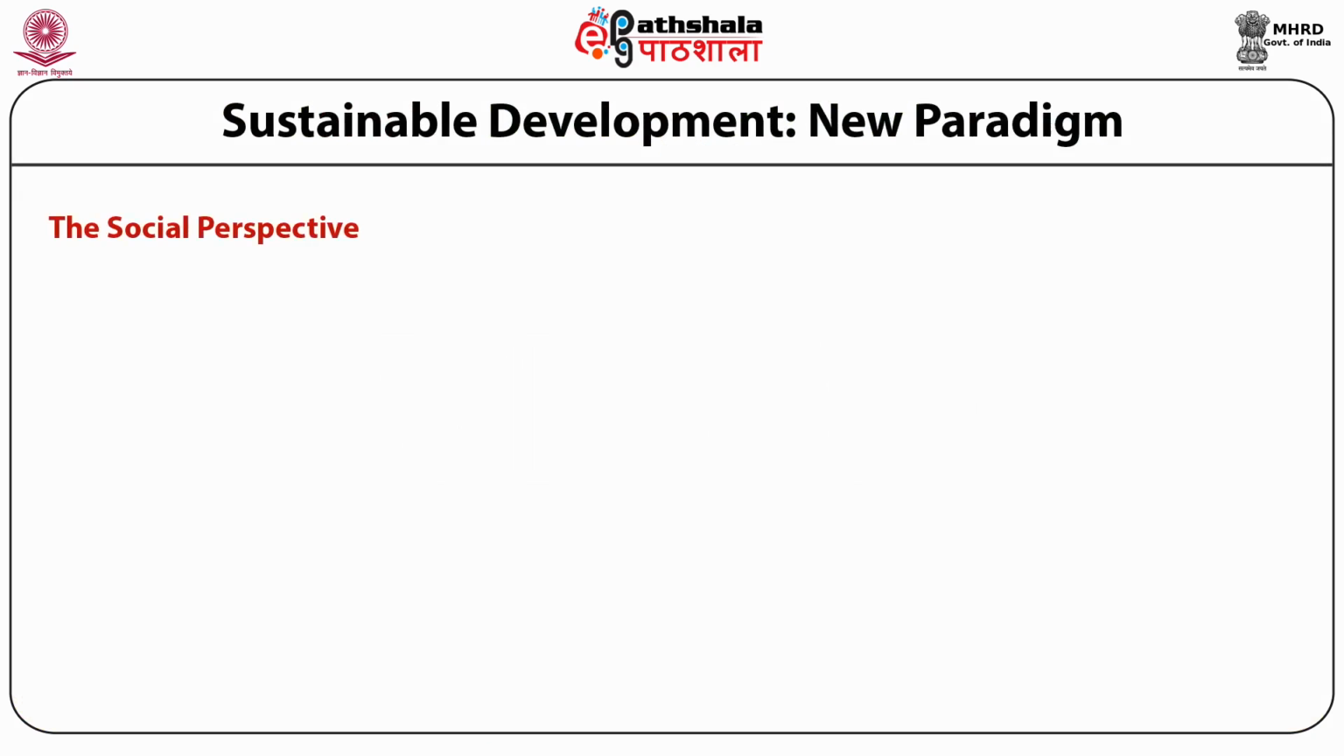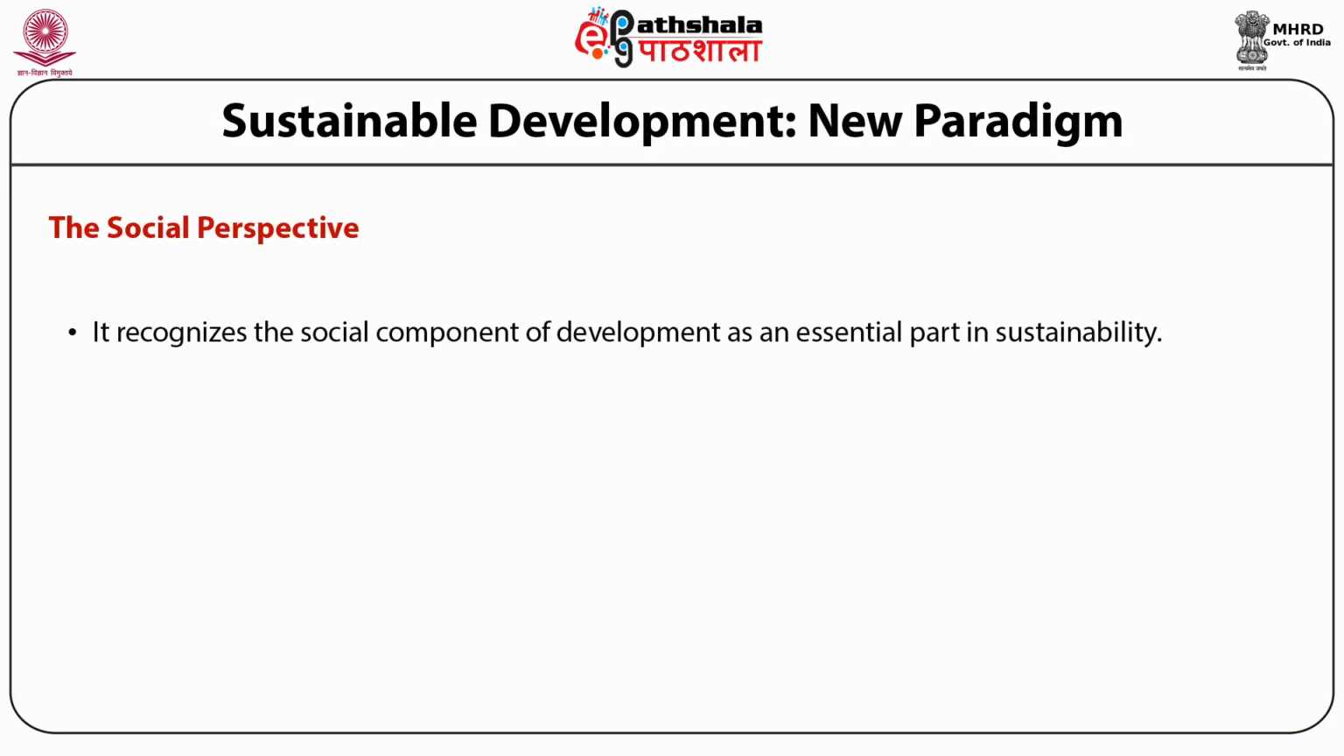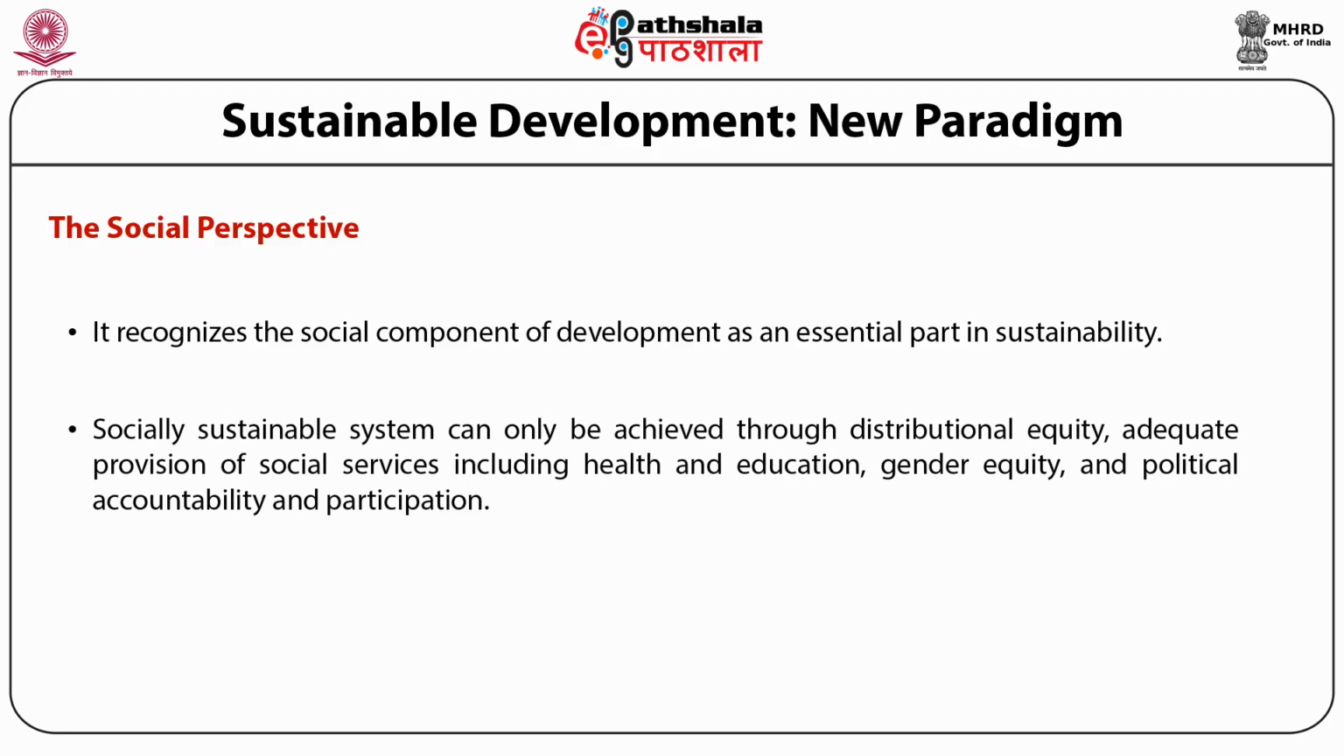The social perspective recognizes the social component of development as an essential part of sustainability. A socially sustainable system can only be achieved through distributional equity, adequate provision of social services including health and education, gender equity, and political accountability and participation.